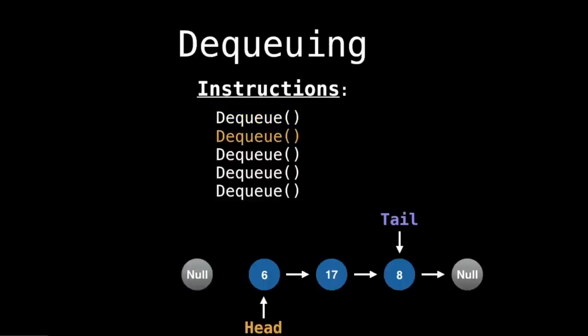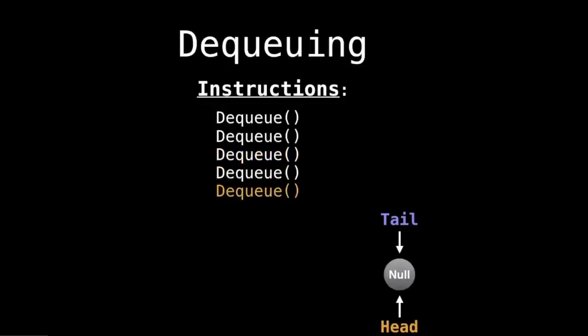So you see, as we keep dequeuing, we're just pushing the head forward and forward again. And at the very end, if we add a bunch of elements and then remove them all, then the head and the tail again point to null, which is where we started.